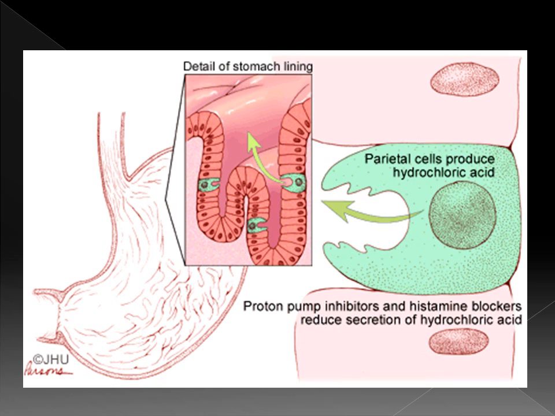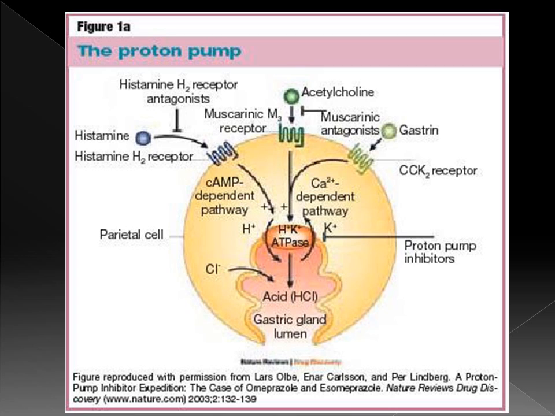This diagram shows the lining of the stomach where the stomach is lined with parietal cells, and these parietal cells are the ones that produce the hydrochloric acid. This diagram shows the histamine receptors, muscarinic receptors, and the acetylcholine receptors, where they can be activated through cAMP-dependent pathways and calcium-dependent pathways to ultimately activate the hydrogen-potassium ATPase enzyme, resulting in the increase of acid in the gastric lumen.